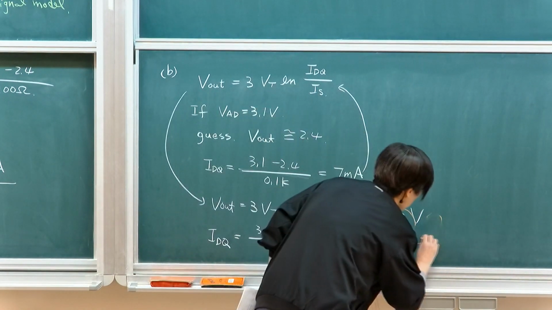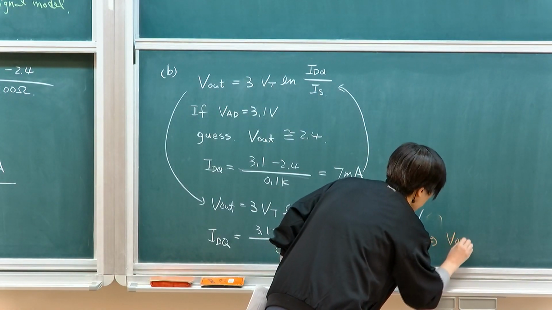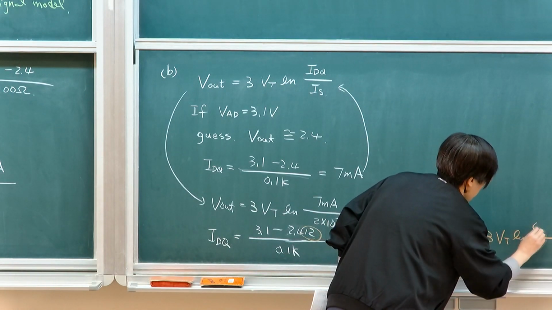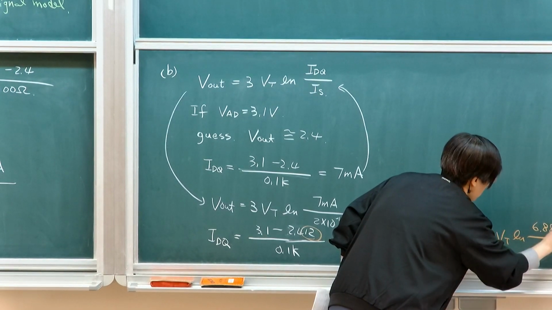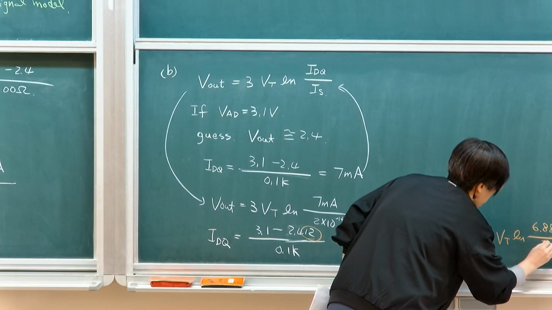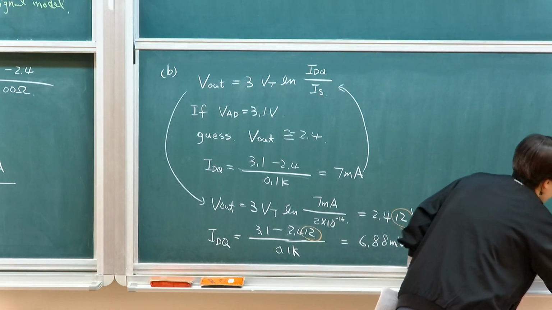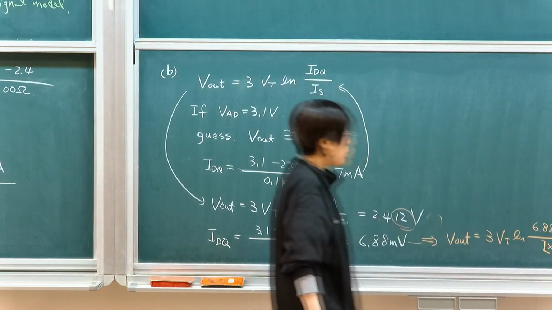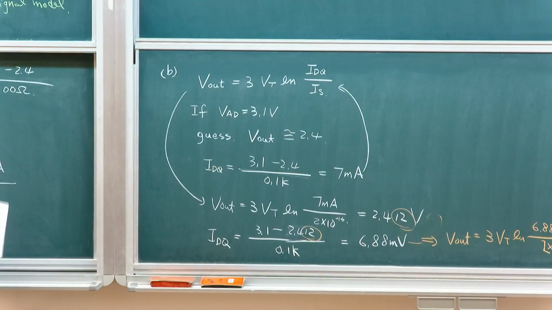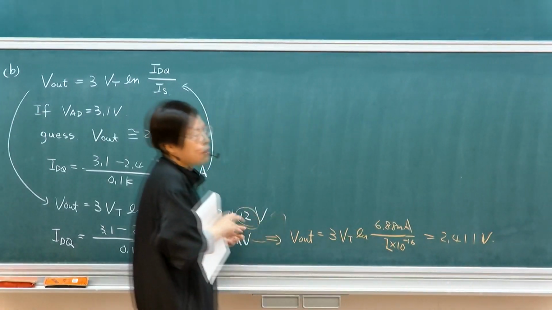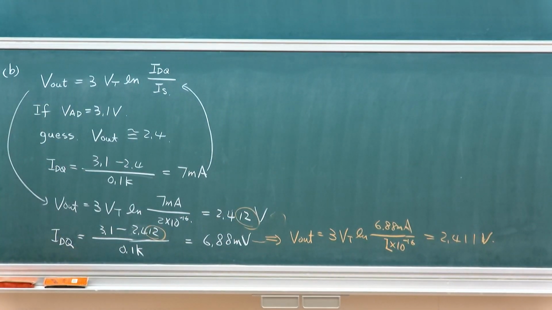so I can use this to do another VL equals 3 times VT ln of 6.88 over 1.2 times 10 to the minus 16. And then we get a very close number. So what does that mean? It means that even though you can do some iterations to make it more precise, this is close enough. So you can end it when it's within 1% accuracy, okay? So this is how it's typically done if we do this through iteration.